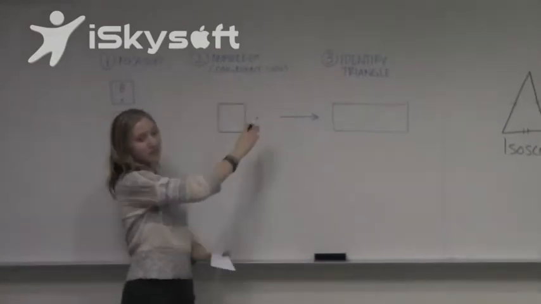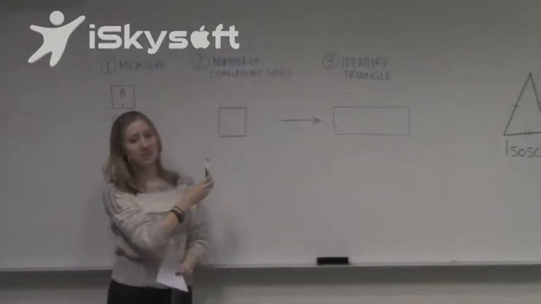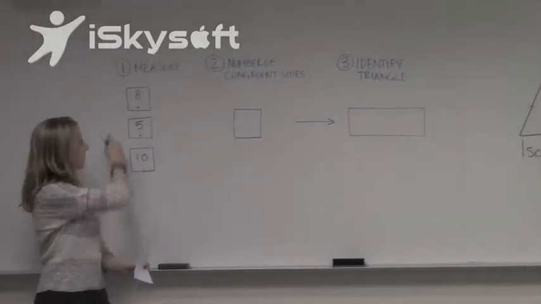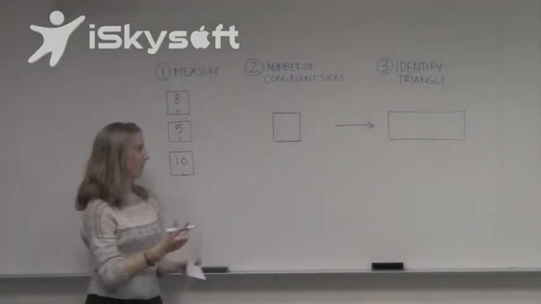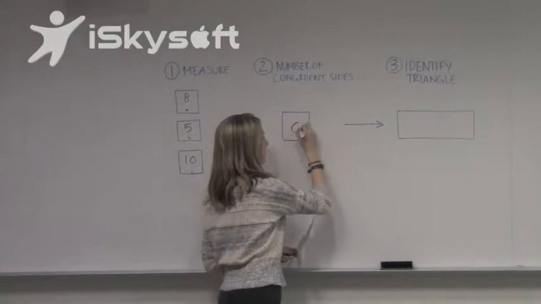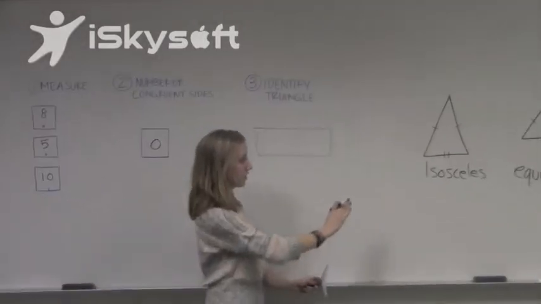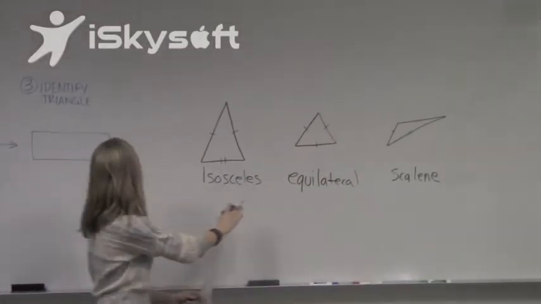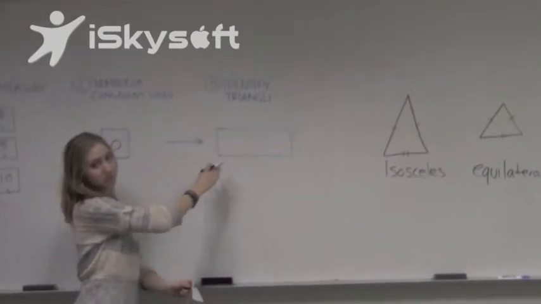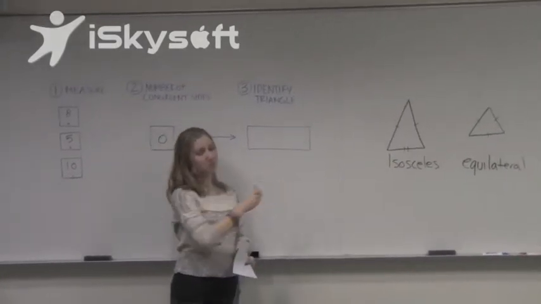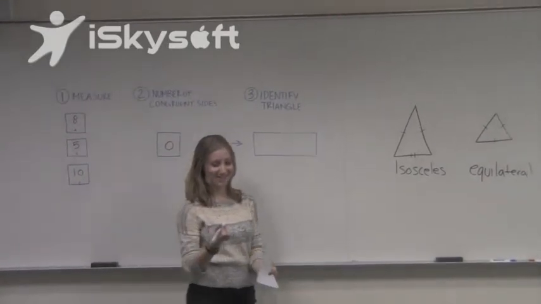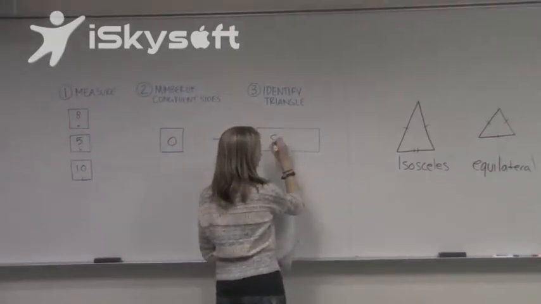The next step is going to be identifying how many of those sides are the same. So if we look at these, these are my sides. How many sides are the same? None of them. Exactly. 0. Now if we reference over here, we can do our step 3, which is identify the triangle. And if 0 sides are the same, which kind of triangle is that? Scalene. Perfect.